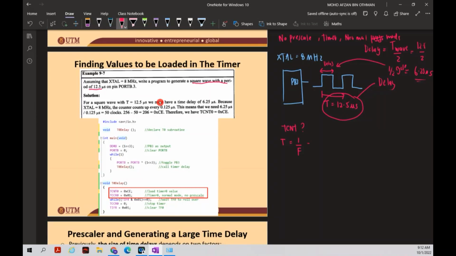Okay, so first find the T. What will be the T? T is 1 over F. Your F is 8 megahertz. So you will get T equal to 0.125 microseconds. Okay, so this is the first equation.